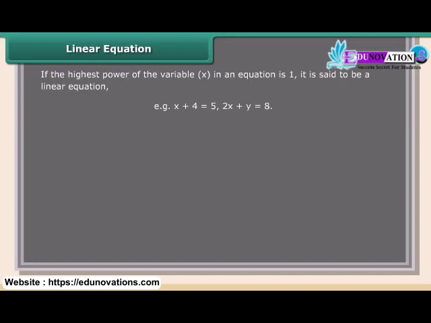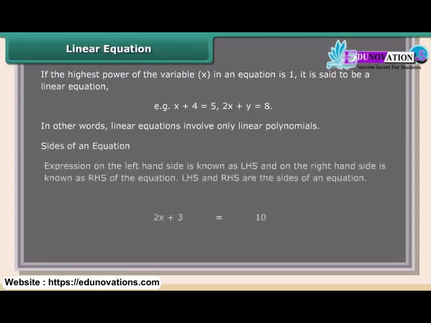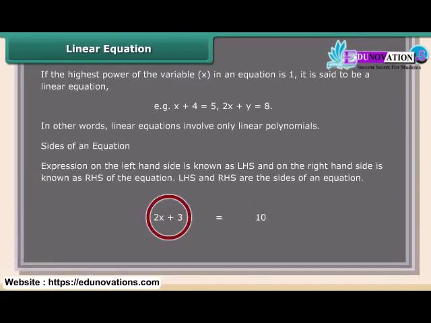Linear equation. If the highest power of the variables in an equation is 1, it is said to be a linear equation. That is, x plus 4 is equal to 5, 2x plus y is equal to 8. In other words, linear equations involve only linear polynomials. Sides of an equation. The expression on the left-hand side is known as LHS, and on the right-hand side is known as RHS of the equation. LHS and RHS are the sides of an equation.